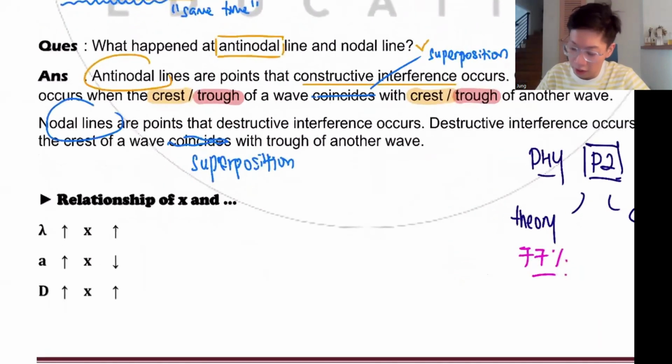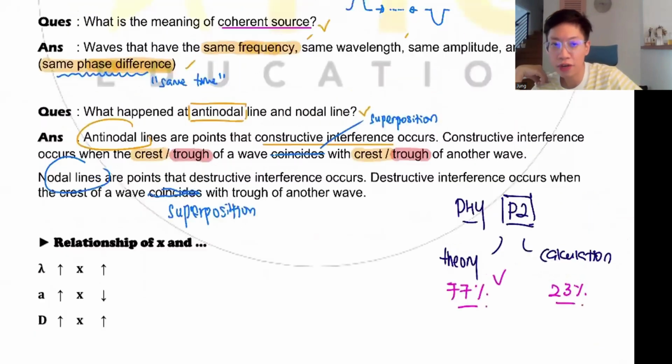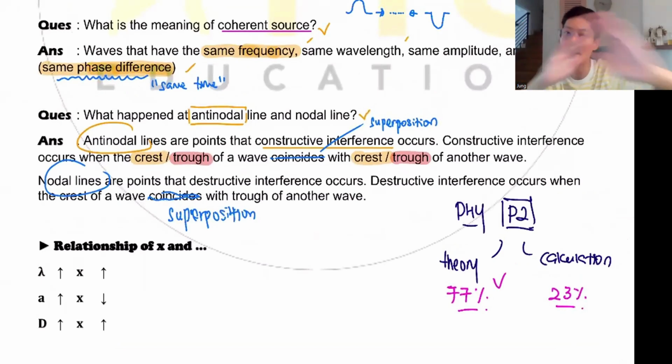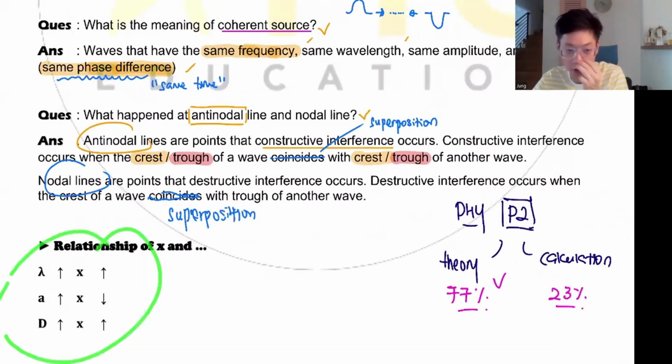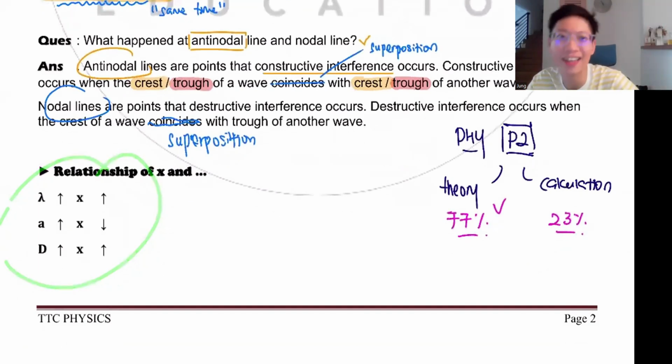All right, now remember that you have to do all this word stuff, for the relationship between X and something. We'll come back to that later because you still cannot understand what this is at this point. It's not important yet. Okay, let's look at the sound wave interference on the next page.